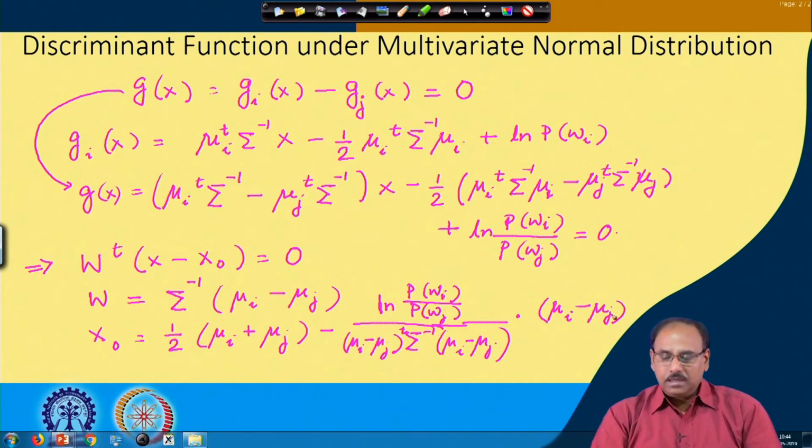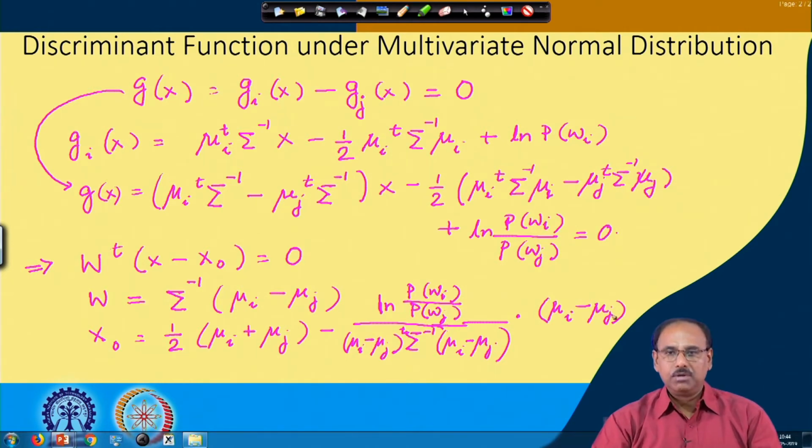So, what does it indicate? It indicates, as before, that the equation of the decision boundary between the classes omega i and omega j is of the form W transpose (x minus x naught) equal to 0. And if you remember, this form is similar to what we obtained in the previous case, where the covariance matrix was a diagonal matrix for all the classes.